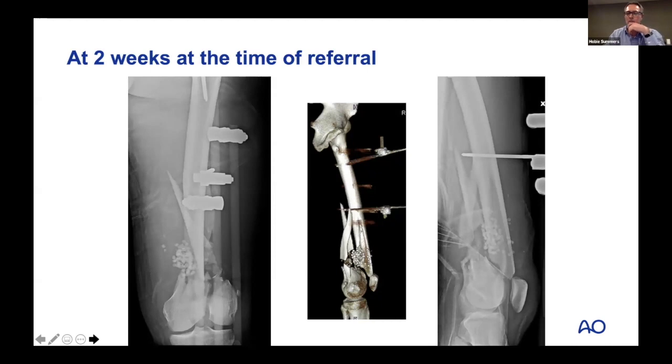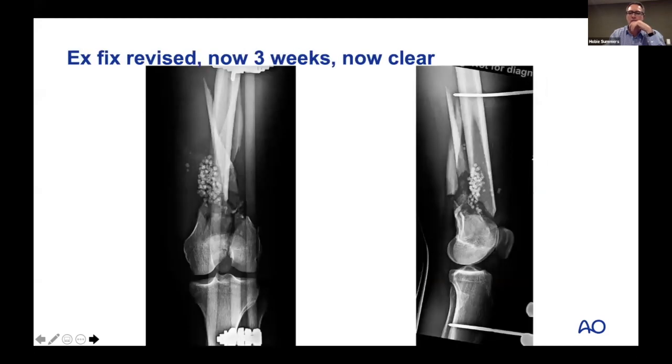In the external fixator and some beads, perhaps not reduced as well as we'd like in an external fixator. So it looks like they revised the X-fix. He's now 3 weeks out. And now clear. Does that mean healthier, Sean?